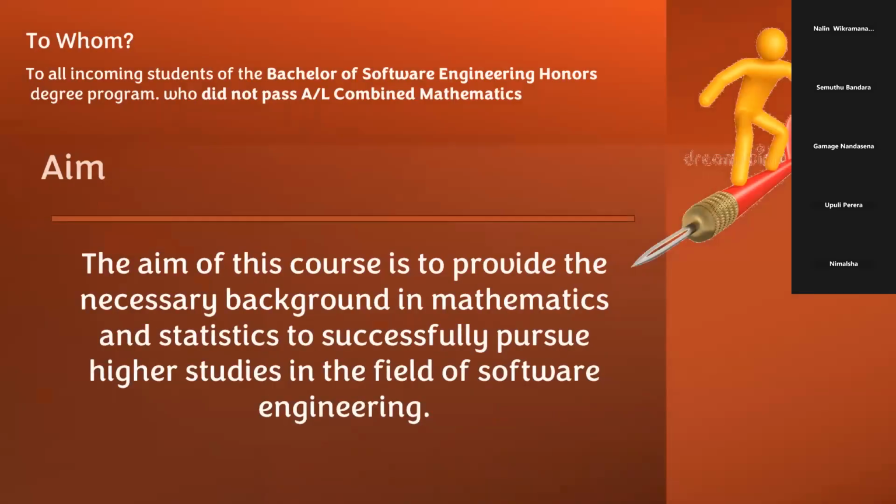As Dr. Nalin mentioned, this is introduced for the students who did not pass advanced level combined mathematics. This course is compulsory only for those students who haven't passed advanced level combined mathematics. It is called the bridging course because it bridges the knowledge that you have with the knowledge required for your Bachelor of Software Engineering degree.